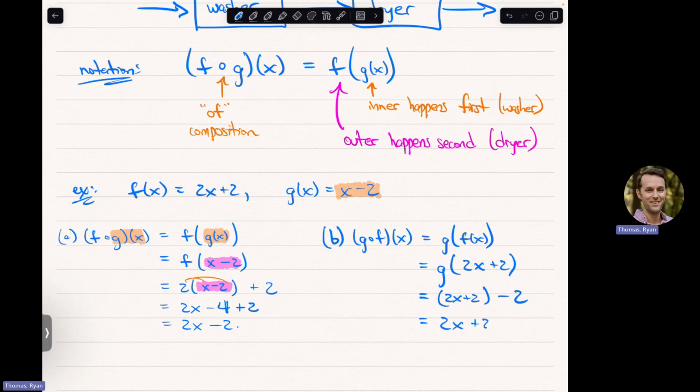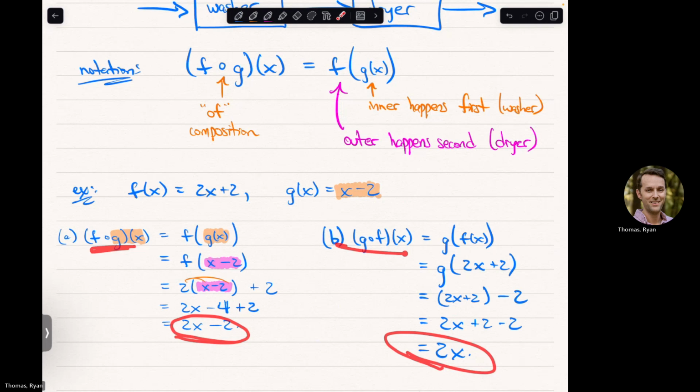And then just start cleaning up the algebra. 2x plus 2 minus 2, so 2x. So that's the composed function in the other order, g of f. The thing to notice, especially right now, is that these are not the same, which means that the order is important. So it does matter which order we do those in.